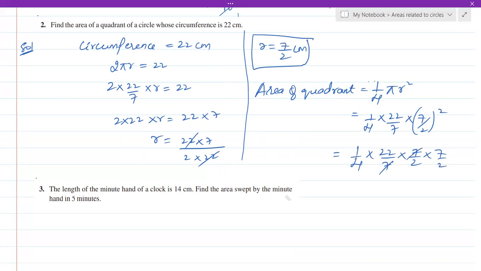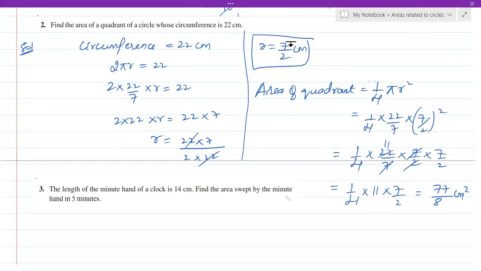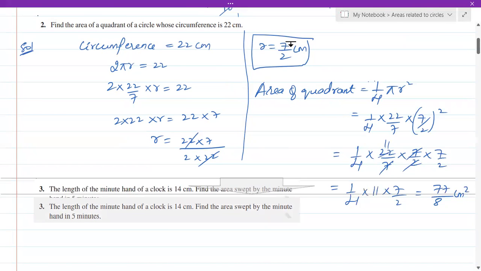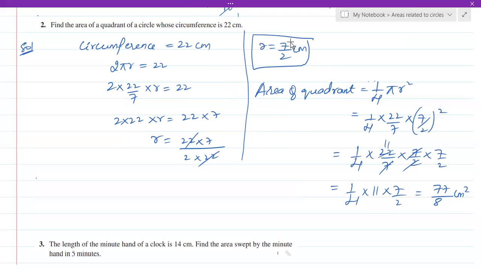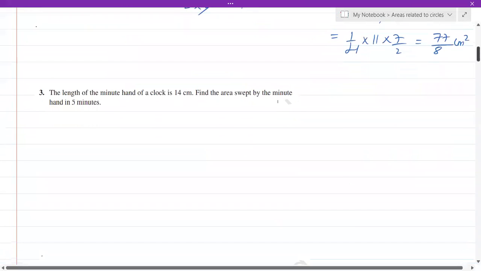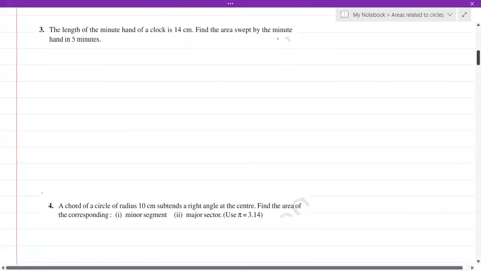So 7 gets cancelled. 2 1s are 2, 2 11s are 22. So what is left out? 1 by 4 into 11 into 7 by 2. Let's multiply. 11 into 7 is 77. 4 into 2 is 8. Therefore, the answer is 77 by 8 centimeter square. That's the area of the quadrant. So the area of the quadrant is 77 by 8 centimeter square.